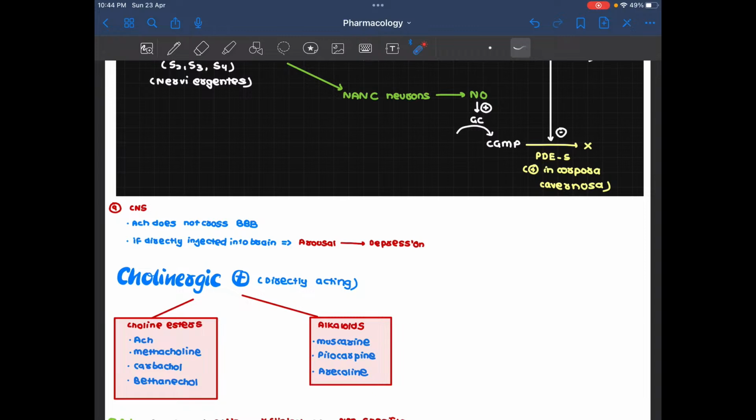Okay, now we've discussed acetylcholine as a prototype drug. So in pharmacology, I think you know that first we discuss something known as the prototype drug, and after that we discuss the different drugs developed later which have better action and better absorption. The prototype drug is only for studying what the action of that drug can be.